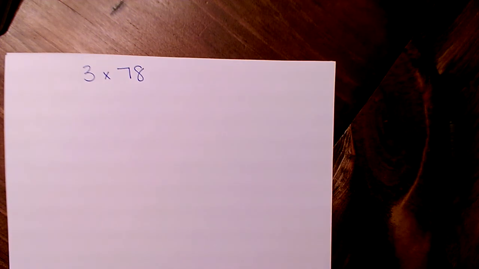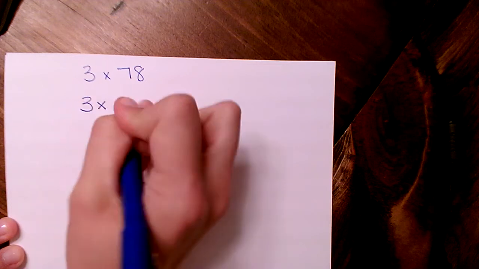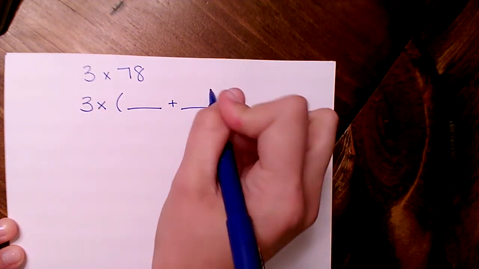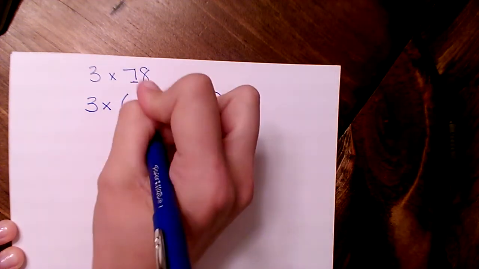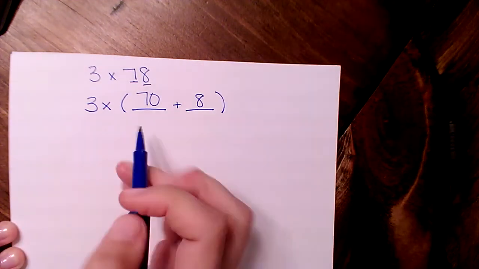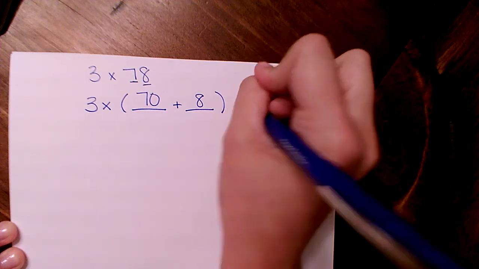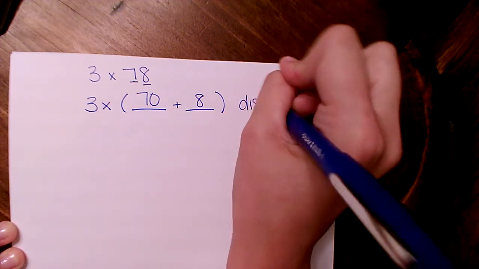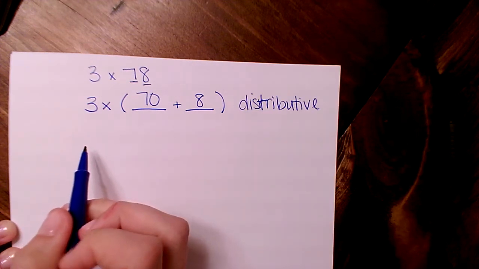The last problem I'm going to look at is going to utilize the distributive property. So I have the problem 3 times 78. I want to pull out this 3, and I want to figure out what number plus what number equals 78. This is really easy because we've learned about place values. The value of this 7 is 70, and the value of this 8, since it's in the 1's place value, is 8. So I can split up the number 78 into 70 plus 8. Now I'm going to use the distributive property to help me solve this mentally.